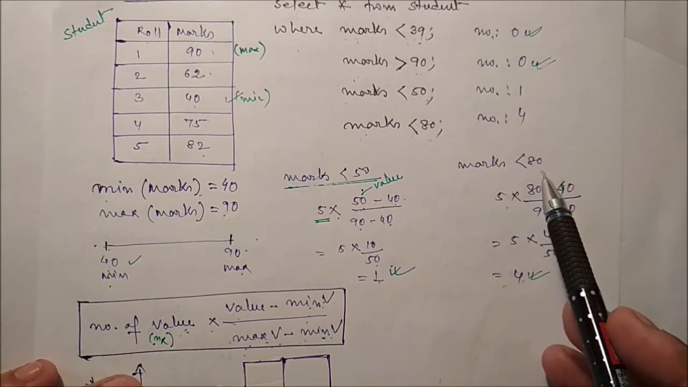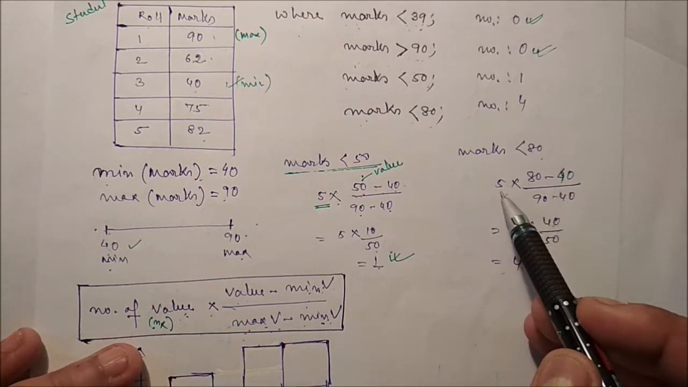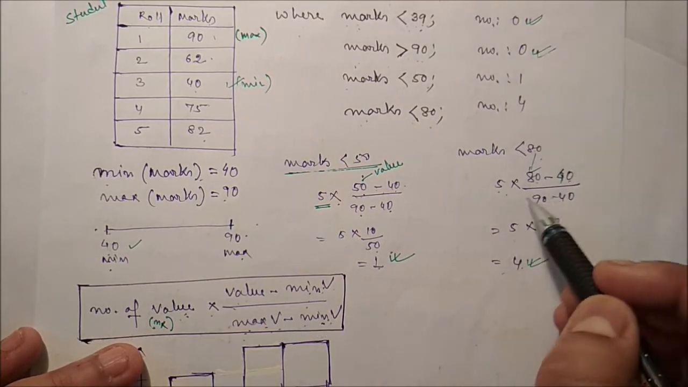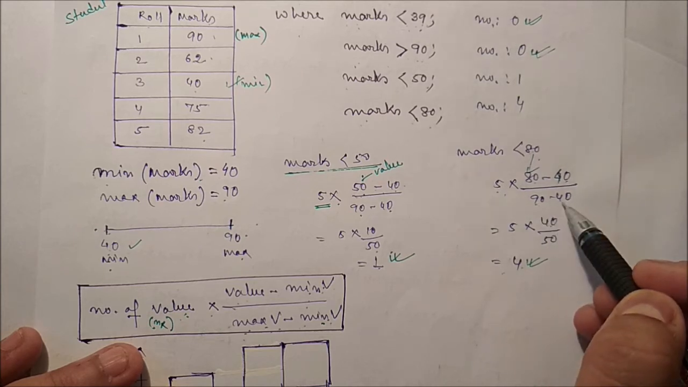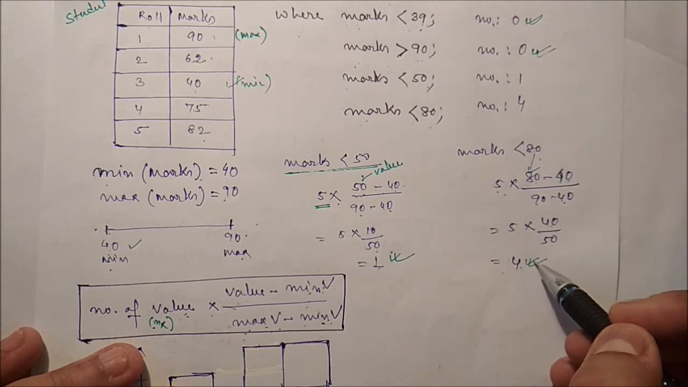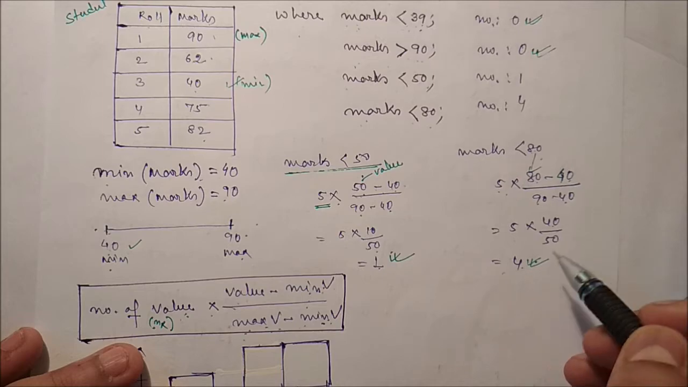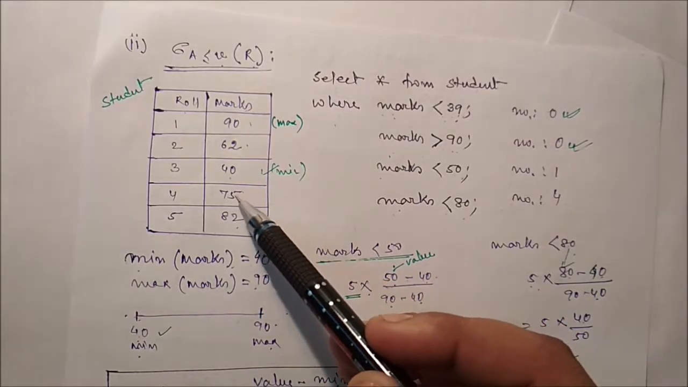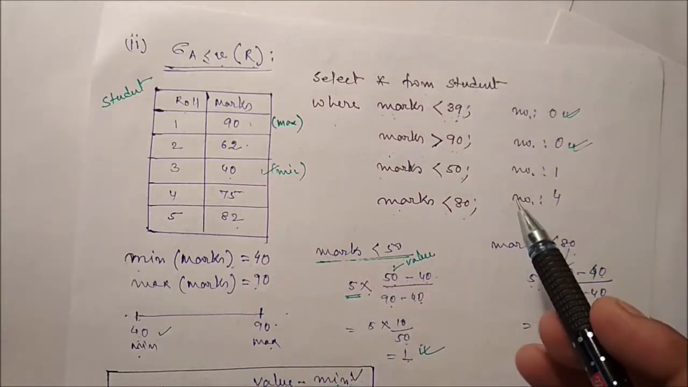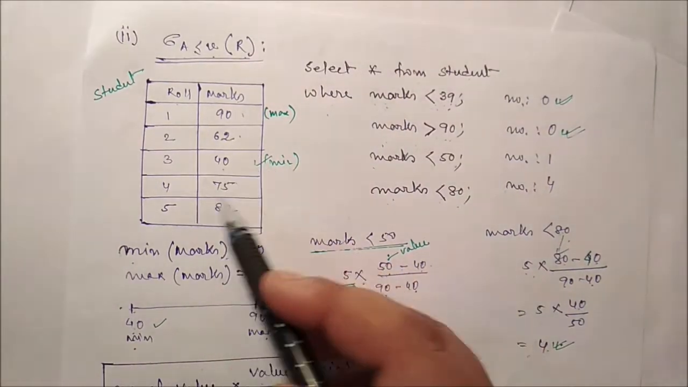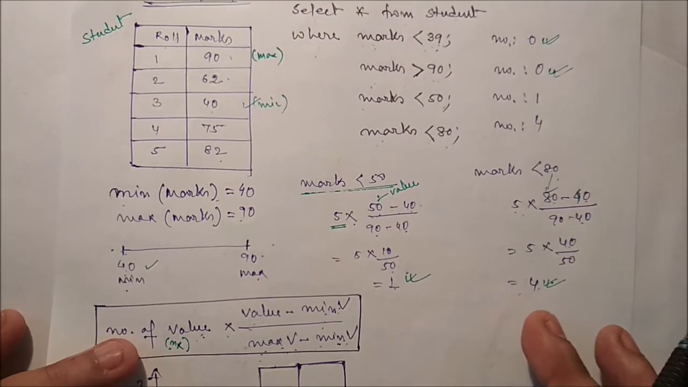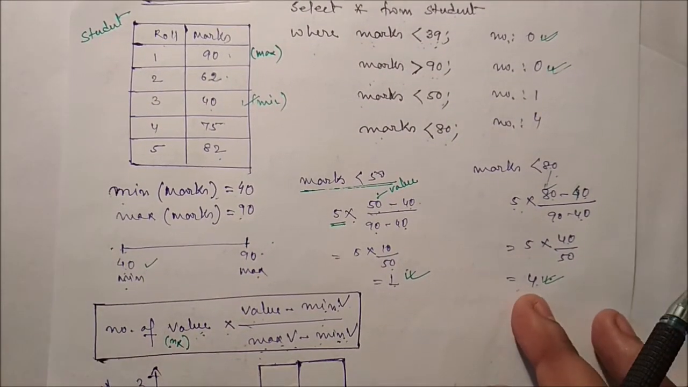Or marks less than 80, how many records are there? So total records 5 times 80 minus the minimum value, divided by the maximum value minus the minimum value. If you calculate this, the answer is 4. So less than 80, how many records are there? You can see here, less than 80, 1, 2, 3 records are there. So the estimated answer is 4 but actually it is 3. That means we can estimate the number of records nearly, not exactly.